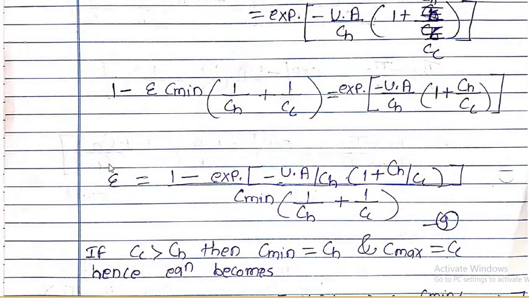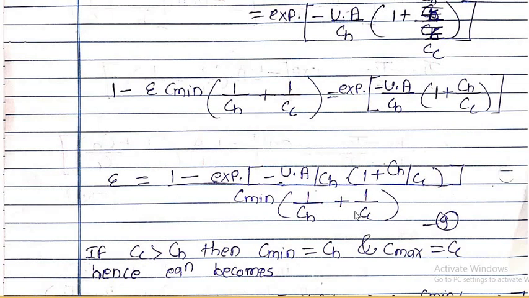Now we can rearrange the equation in terms of the effectiveness. The 1 will be shifted to this side, so it will be minus 1 plus the exponential term, and if you shift the negative sign to this side, it becomes plus 1 minus the exponential term. So the effectiveness of the heat exchanger is equal to {1 - exp[-UA/Ch (1 + Ch/Cc)]} divided by Cmin (1/Ch + 1/Cc).